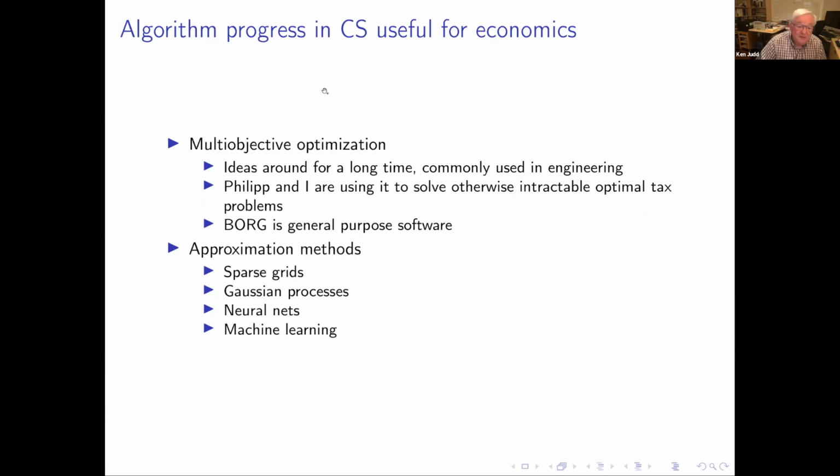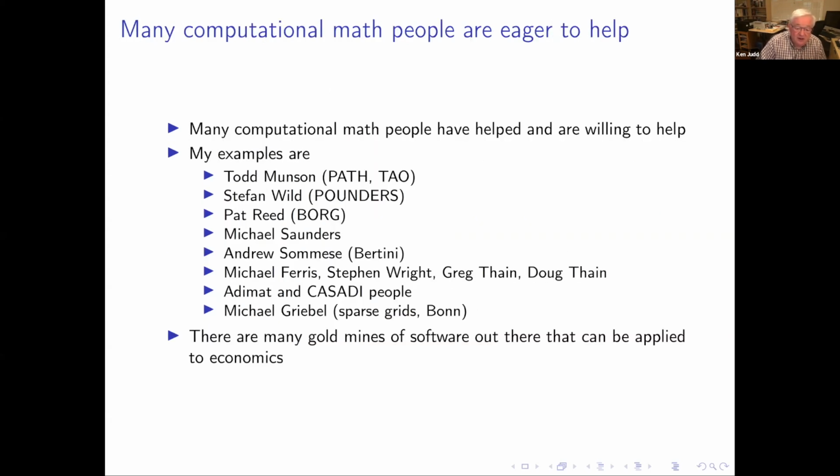Now, Michael Saunders was very helpful in that tax paper. He's been helpful a variety of times in working with me and my students. Andrew Sameh, I mentioned. Now, I've written papers with Stephen Wright and Greg Thain on the use of Condor.